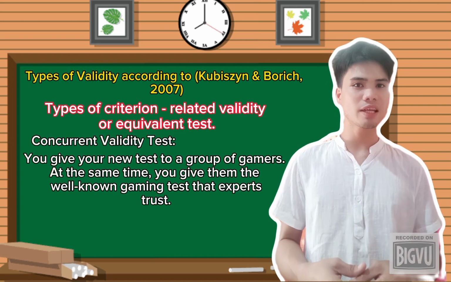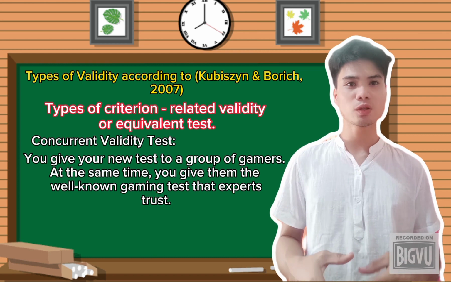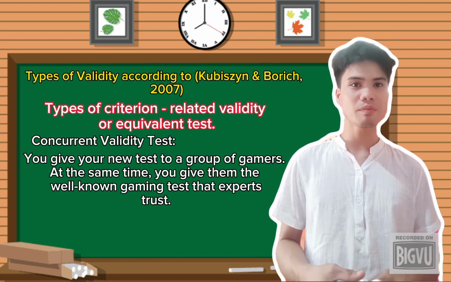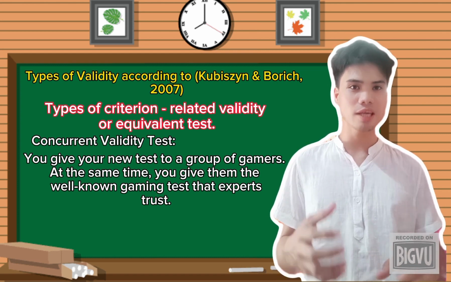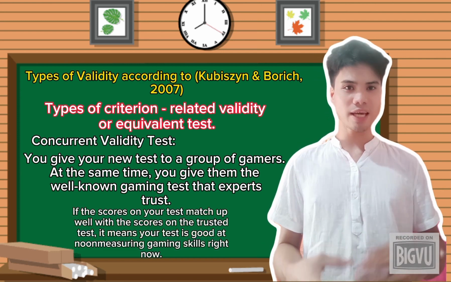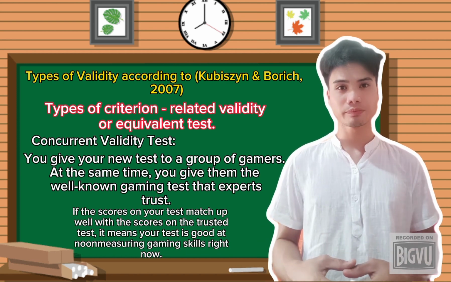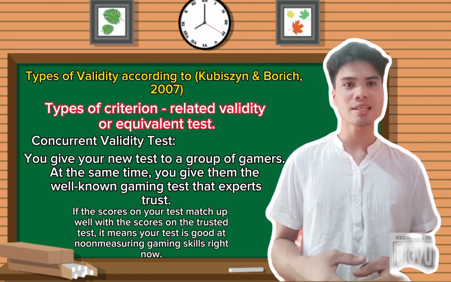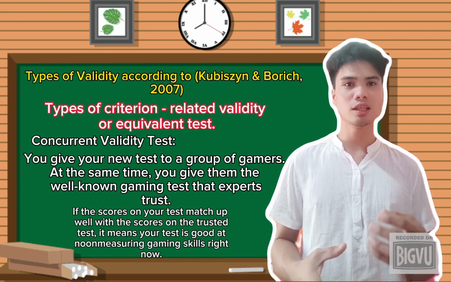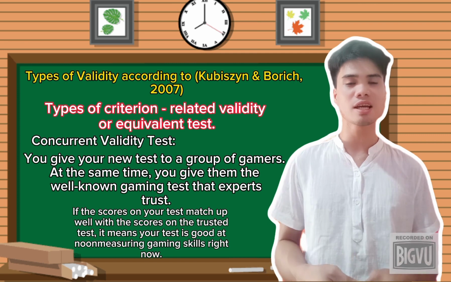So, for concurrent validity, you give your new test to a group of gamers. At the same time, you give them the well-known gaming test that experts trust. If the scores on your test match up well with the scores on the trusted test, it means your test is good at measuring gaming skills right now.